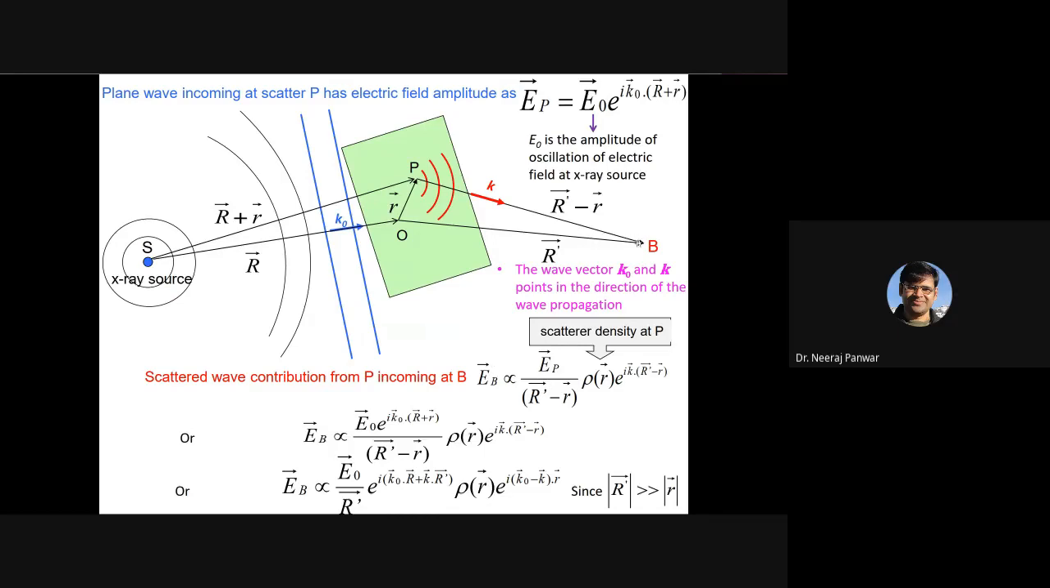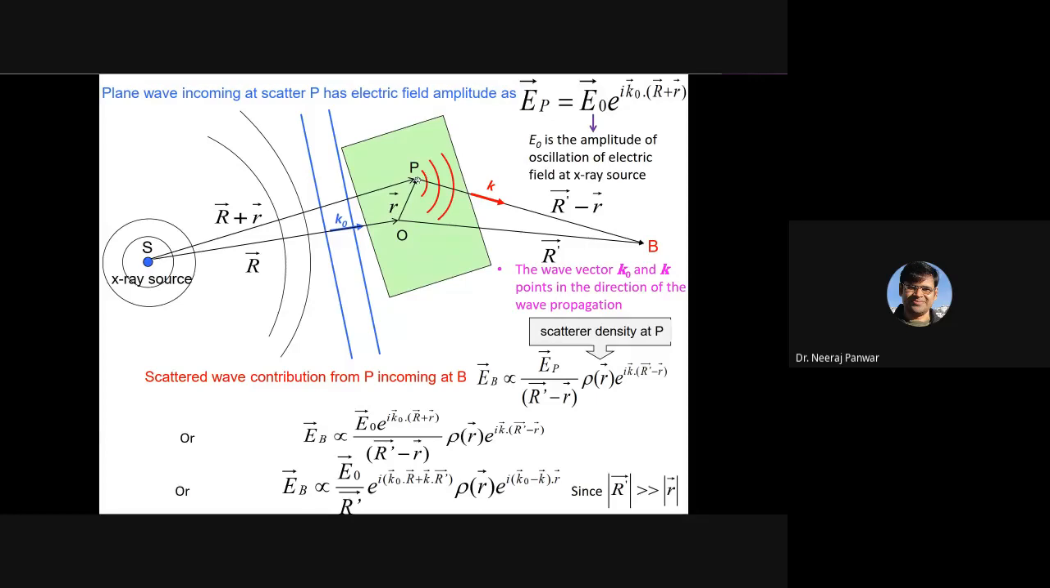So the amplitude or magnitude of the electric field of X-rays reaching point B after scattering from the scatterer at point P is proportional to the electric field at point P and the density of the scatterer at point P. So you can write, and this will also have this kind of term, e to the power i k dot this distance r prime minus r.